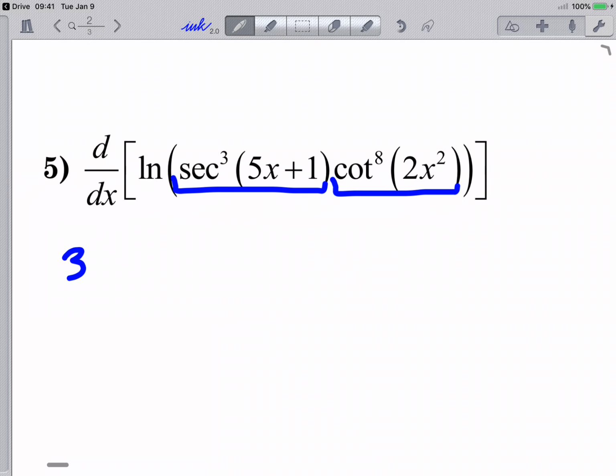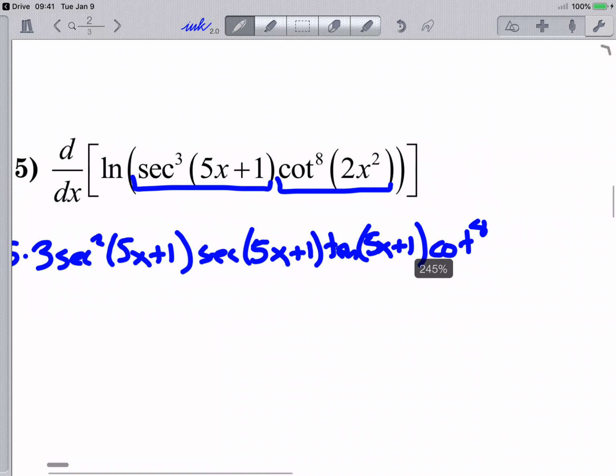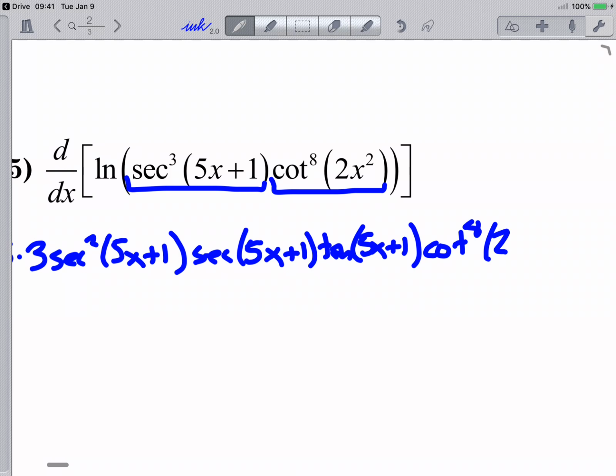So I get 3 secant squared of 5x plus 1. Derivative of secant is secant tangent, so I get secant 5x plus 1 tangent of 5x plus 1 times the derivative of the inside, which is 5. I'm going to go ahead and put that 5 at the front times the 3, which will make 15. And I copy down the other term. Not the other term, but the other function. So I've got cotangent to the 8th of 2x squared.